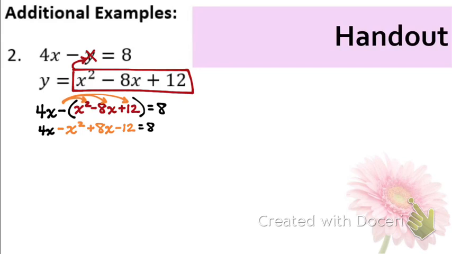What can I do now? 4x and 8x. Are they positive or negative or one of each? Both positive. Put them together. How many do you have? 12. So I have negative x squared plus 12x minus 12 equals 8. What do I do next? Add 12 to 8. Depends on what method you want to use.